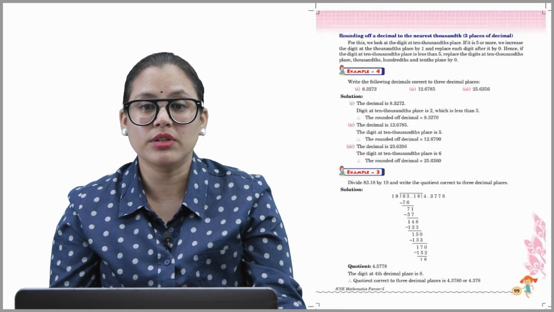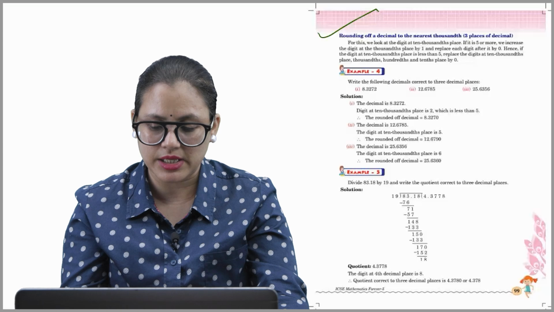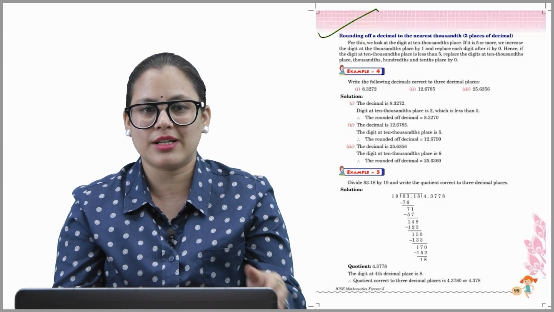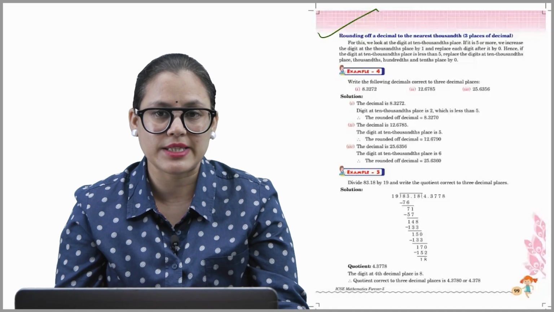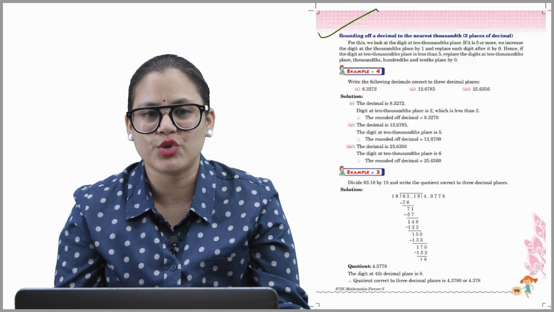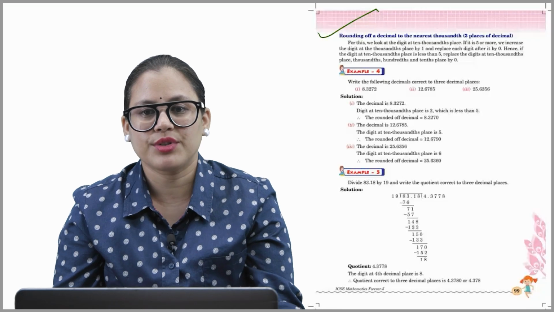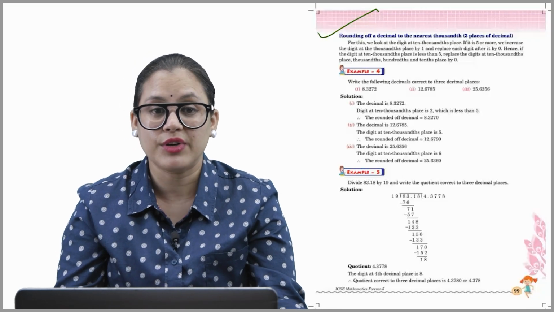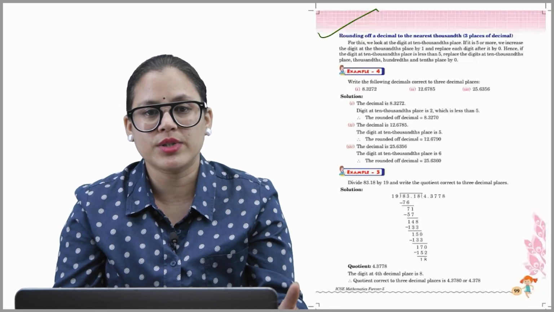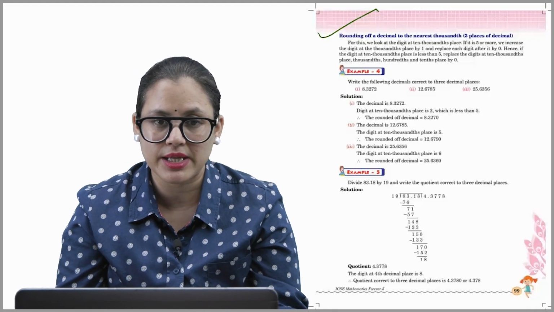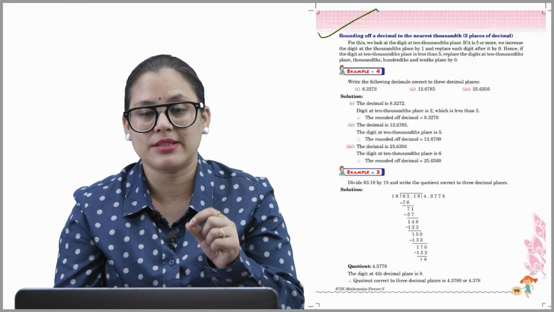Rounding off a decimal to the nearest thousandth, that is 3 places of decimal. For this, we look at the digit at 10,000th place. If it is 5 or more, we increase the digit at the thousandths place by 1 and replace each digit after it by 0. Hence, if the digit at 10,000th place is less than 5, replace the digit at 10,000th place by 0 and retain the rest.